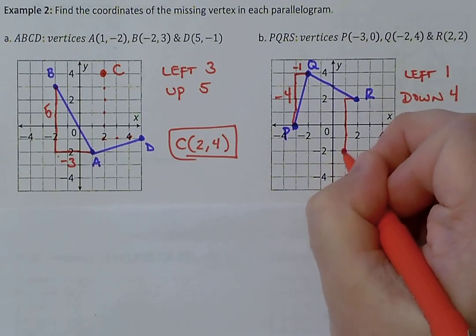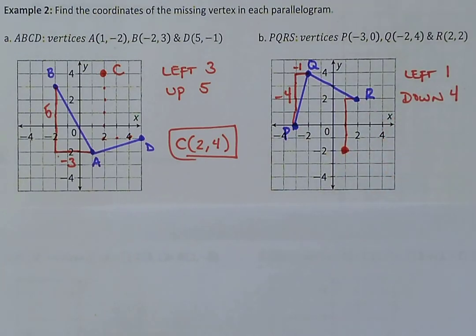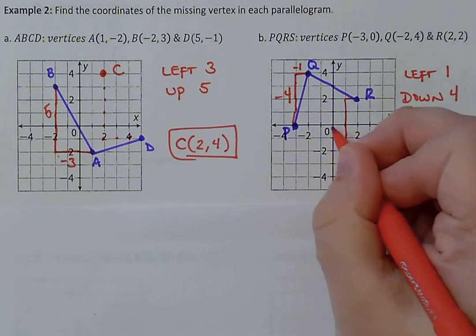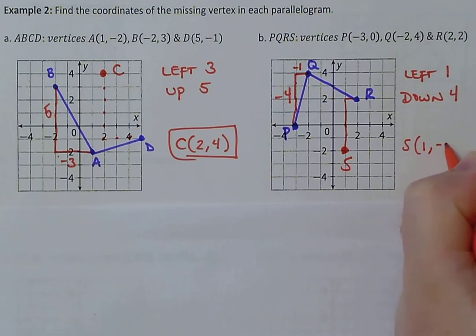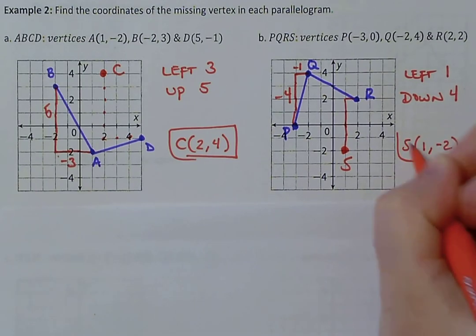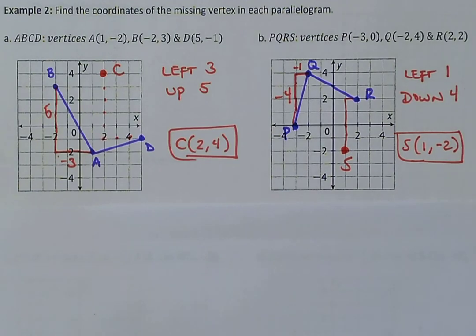And that's going to take us to our new point. And then the coordinate value of S is going to be at (1, -2). And that is our answer for part B. And that is how you go through and do example 2.